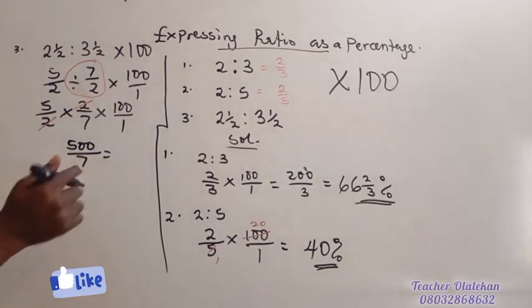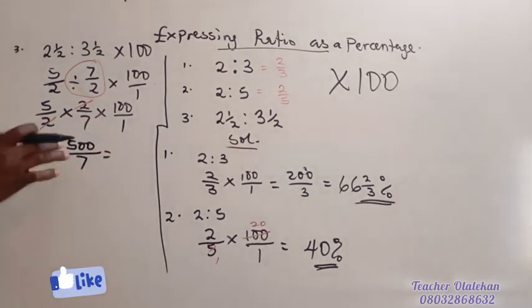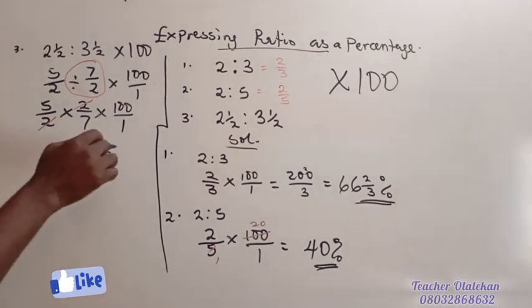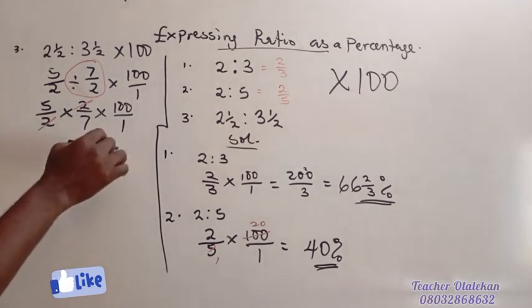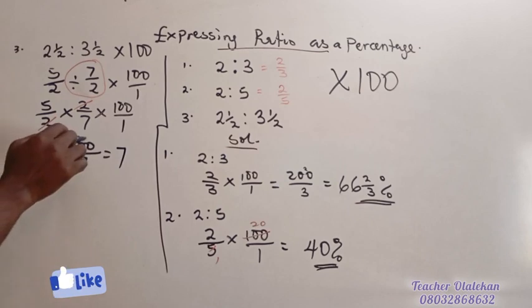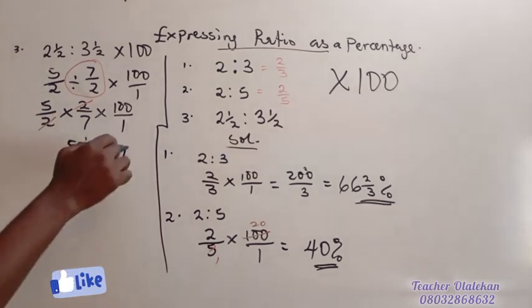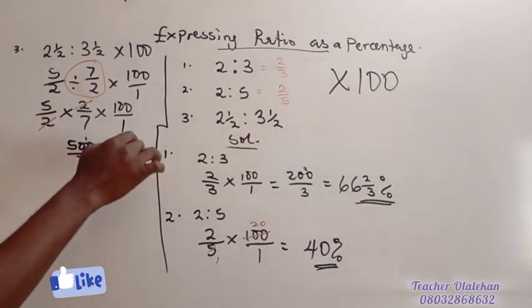So how many 7 in 50? That's 7. Yes. We need that what? 1. 7 in 10. 1. We need that 3/7.